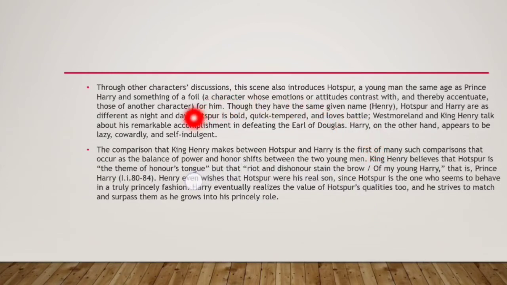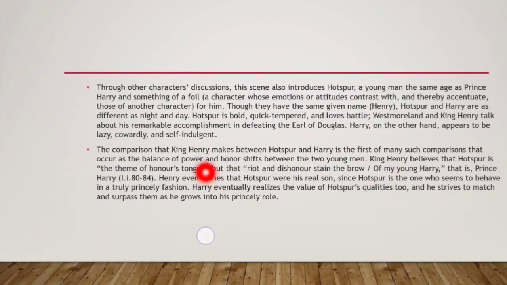The comparison that the king makes between Hotspur and Harry is the first of such comparisons that occur as the balance of power and honor shifts between the two young men. King Henry believes that Hotspur is the theme of honor's tongue. But what riot and dishonor stain the brow of my young Harry? So the king here is providing a contrast between Hotspur and Harry, and this is one of the first contrasts that he makes. The king believes that Hotspur is the theme of honor's tongue.